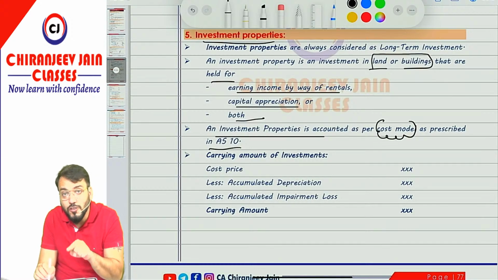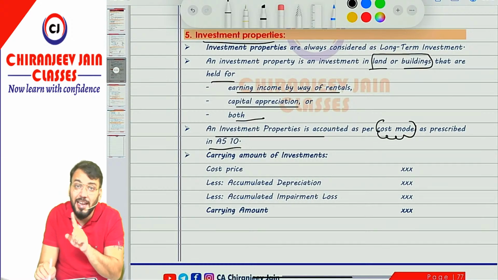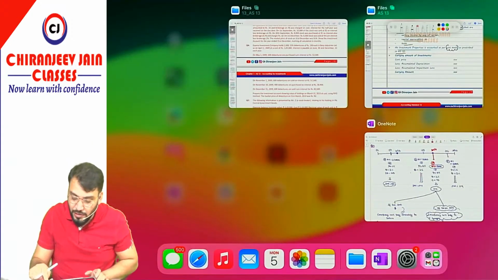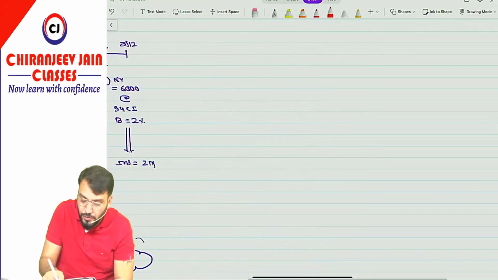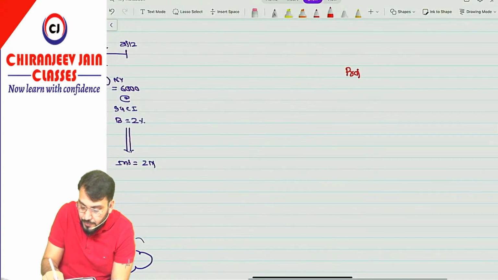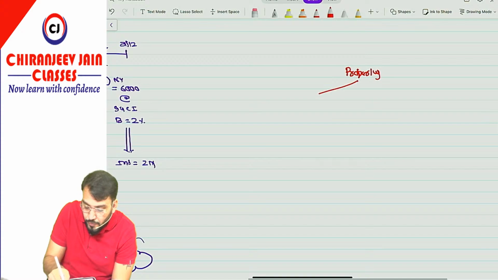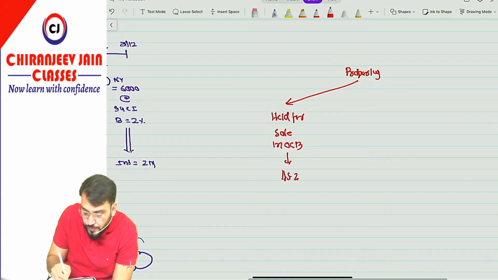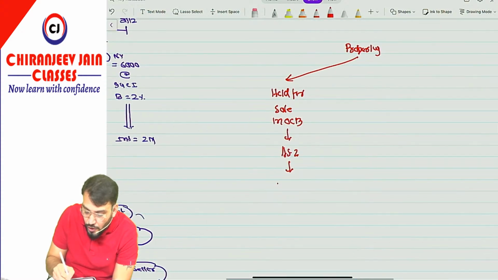Then we need to apply the cost model as per AS 10. Just try to understand what I want to say. Suppose there is some property which is held for sale in the ordinary course of business, then apply AS 2, then their measurement will be cost price or NRV, whichever is lower.